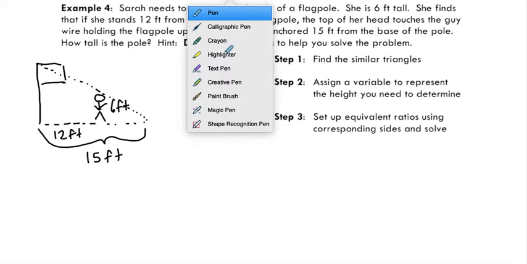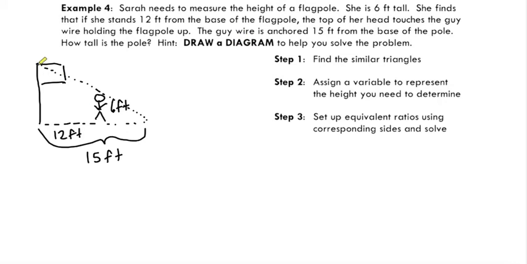Well, I have one triangle that is this larger triangle that's made by creating the pole to the guy wire. So that's my one triangle. My other triangle is the triangle that Sarah makes with the guy wire. So right there. So this is where I have those nested triangles.